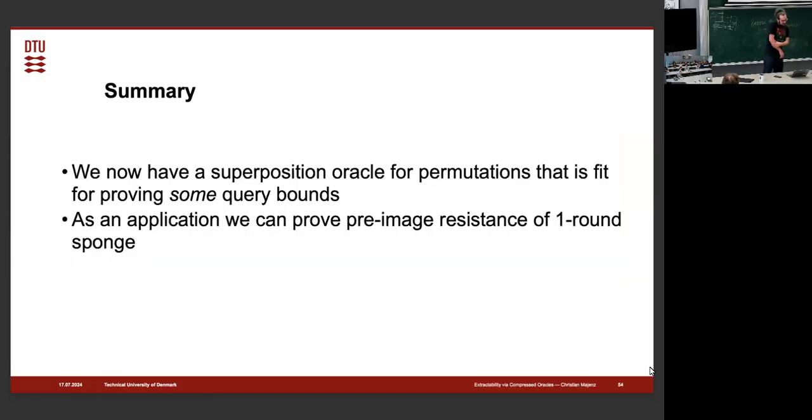Okay, so in summary, we now have a superposition oracle for permutations that's at least fit for proving some query bounds. And as an application, we get this pre-image resistance for one-round sponge, which, by the way, this other work is concurrent. It was open until now, right? That's really surprising, that this extremely simple question about this construction that makes one query to a random permutation was open.